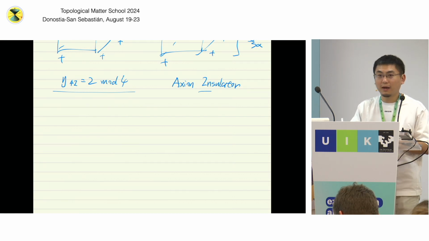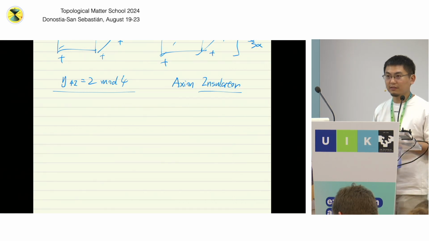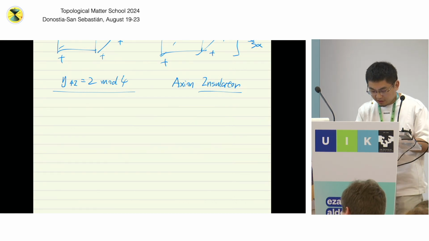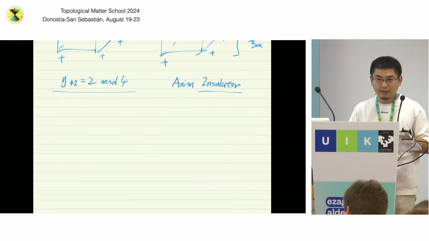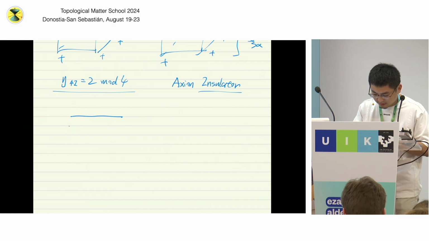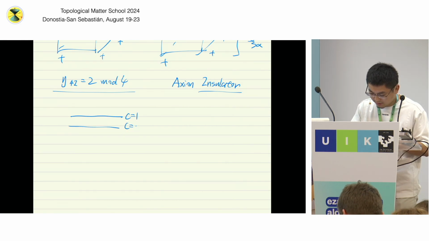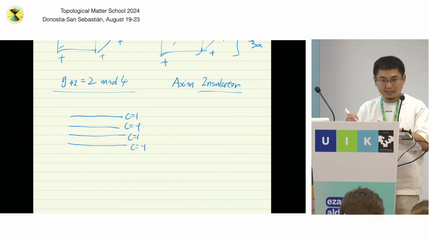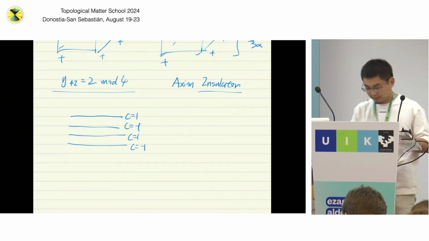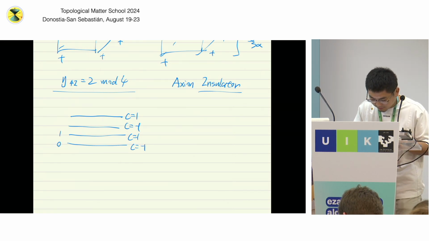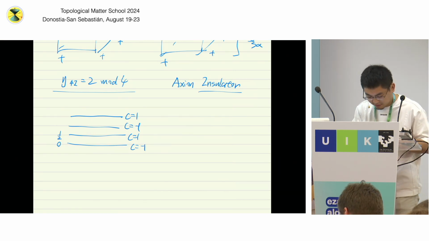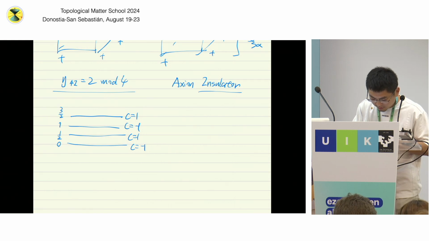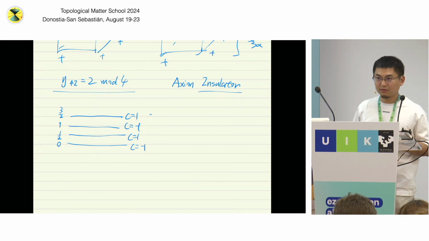Let me explain why this construction is an axion insulator. Now let's consider a layer construction with an even number of layers. So let's say it's C equal to 1, C equal to minus 1, C equal to 1, C equal to minus 1. I just plot 4 layers, but there could be an infinite number of layers, many enough layers, right? So anyway, it's an even number of layers.